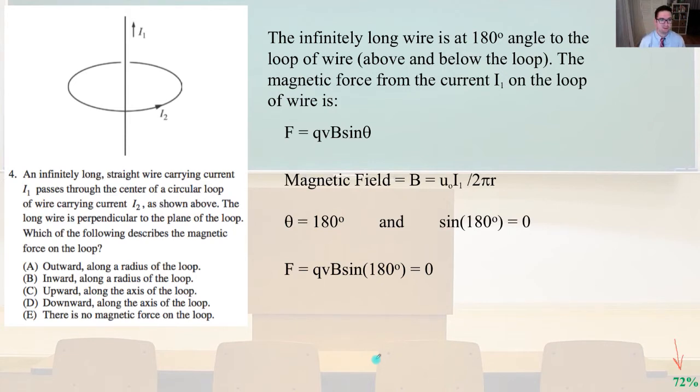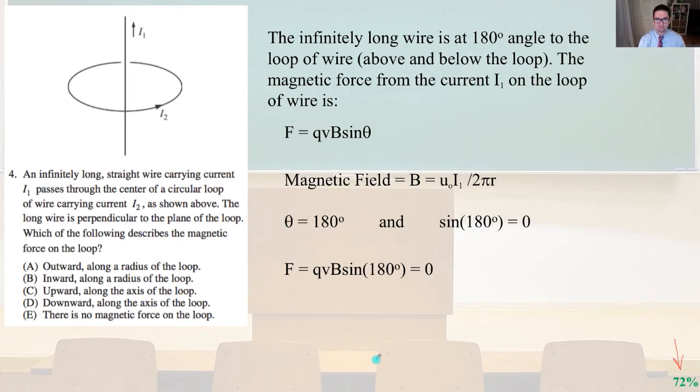So number 4, an infinitely long straight wire carrying current I1 passes through the center of a circular loop of wire carrying current I2, as shown above. The long wire is perpendicular to the plane of the loop. Which of the following describes the magnetic force on the loop? So it's an infinitely long wire. It's at a 180-degree angle to the loop of the wire. It's above and it's below the loop.